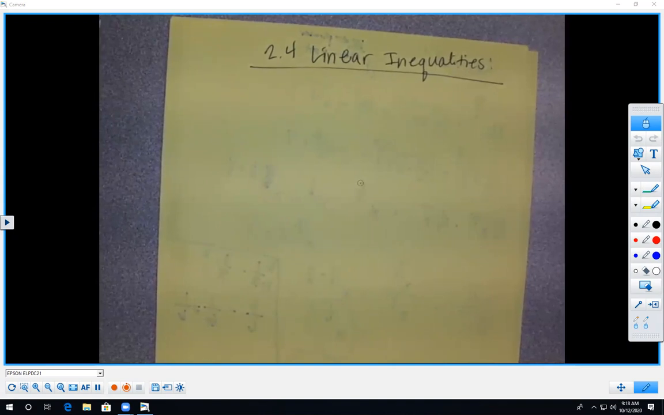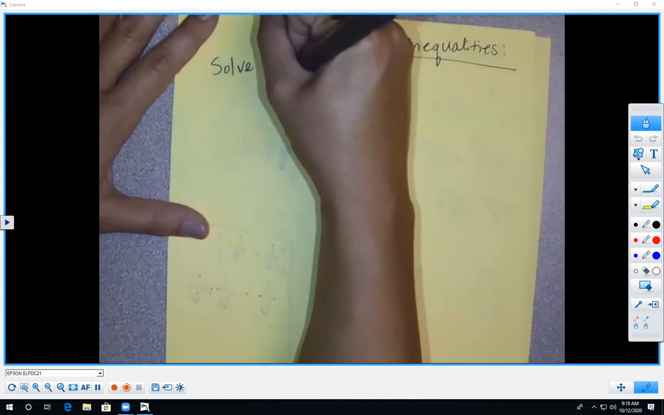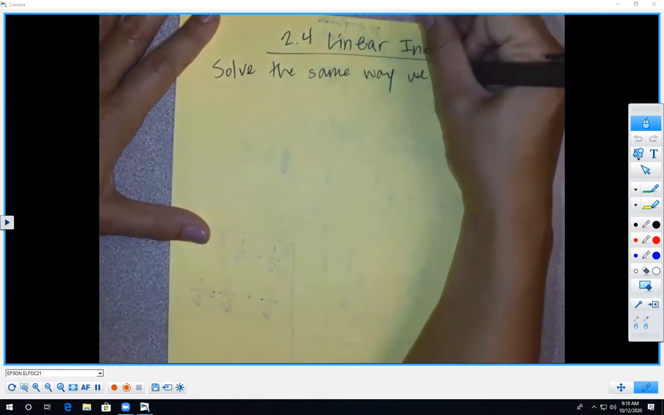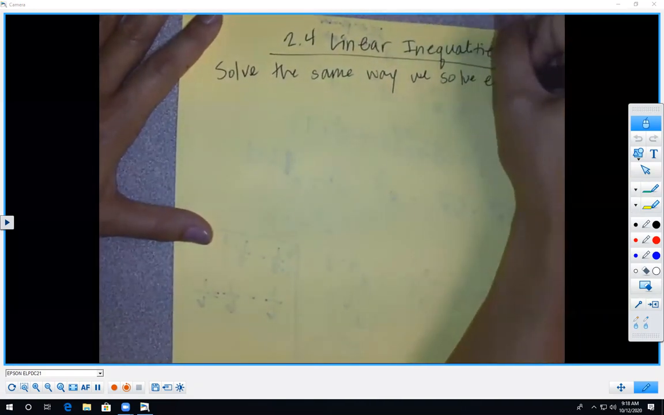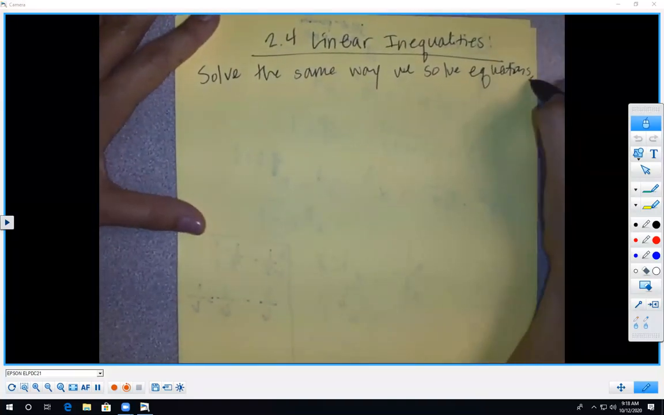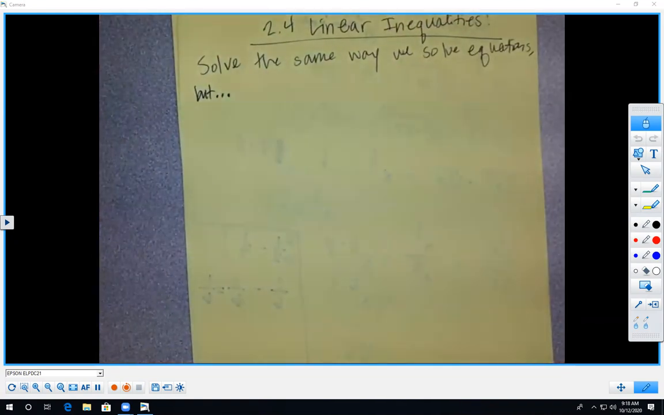Okay, so linear inequalities. This is very, very similar to equations, right? So this is essentially the same idea as solving equations. So we solve linear inequalities the same way we solve equations, but there's one extra rule. Do you know what the extra rule is for when you're solving inequalities?